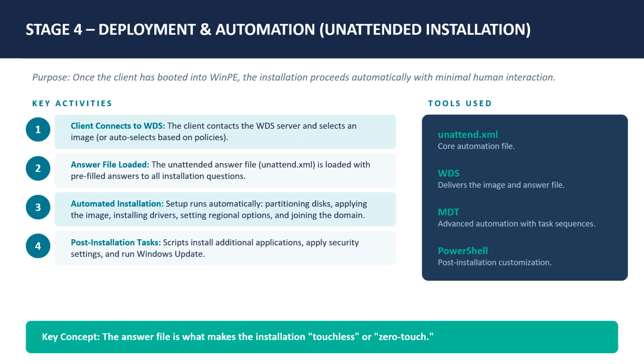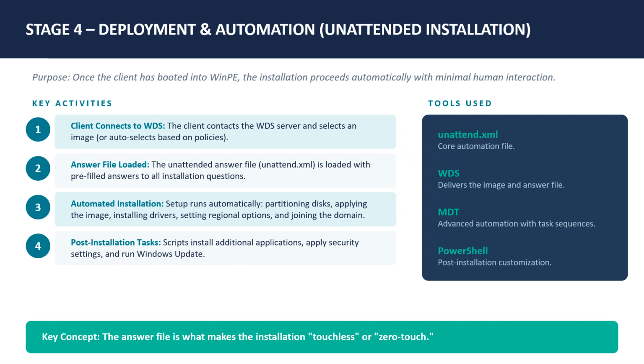It partitions the disks, applies the image to the system partition, installs drivers, sets regional options, and joins the machine to the domain. After the main installation, you can run additional scripts to install extra applications, apply security settings, and run Windows Update to get the latest patches. The key concept here is that the answer file is what makes the installation touchless or zero touch. Without it, someone would have to sit at each machine and click through dozens of screens.